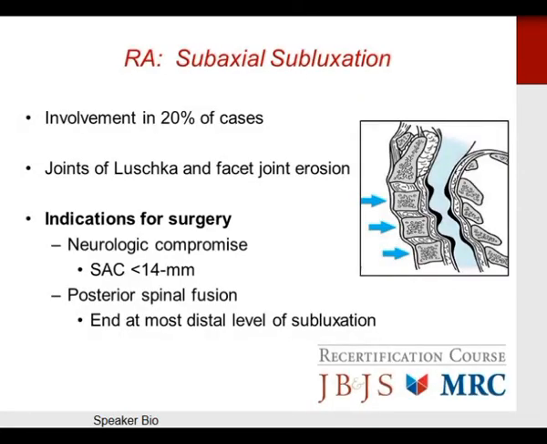With progression, it goes on to subaxial spine subluxation. This involves 20% of the cases and is seen as staircase stepping of the subaxial spine. In these cases, facet joint erosion and erosion in the uncovertebral joint can result in instabilities below C2. Indications for surgery include neurologic compromise and space available for the cord less than 14 millimeters, and in these cases extend the fusion down to the lowest level of subluxation, which is frequently T1 or T2.